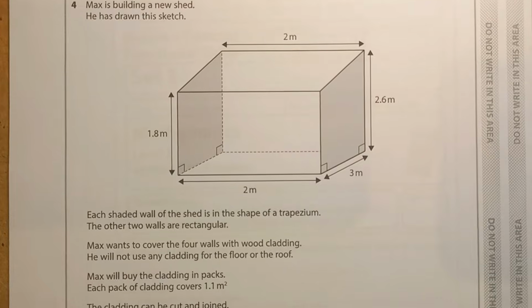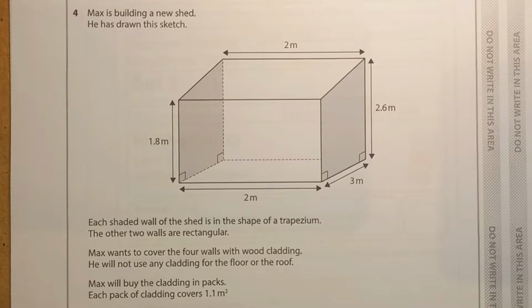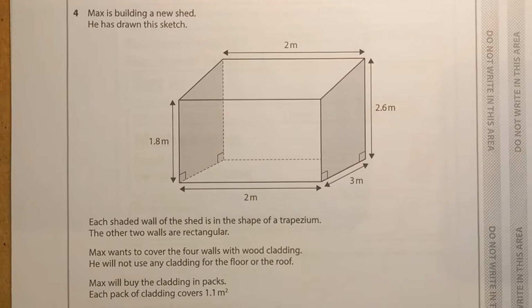Then we've got question 4. Let's see if I can get... Oh, we won't be able to fit it all in. I'll have to move it up. Max is building a new shed. He has drawn this sketch. Very nice sketch he's drawn. Each shaded wall of the shed is in the shape of a trapezium.